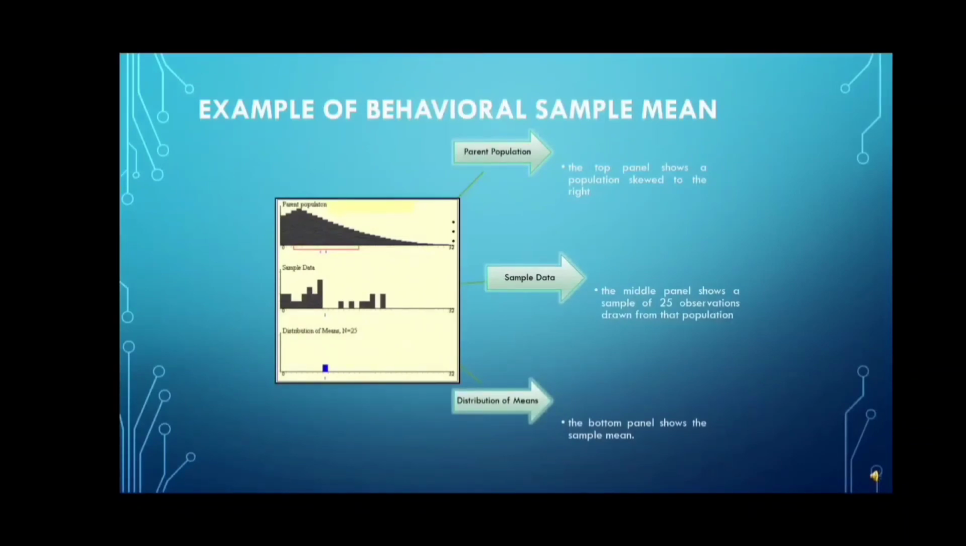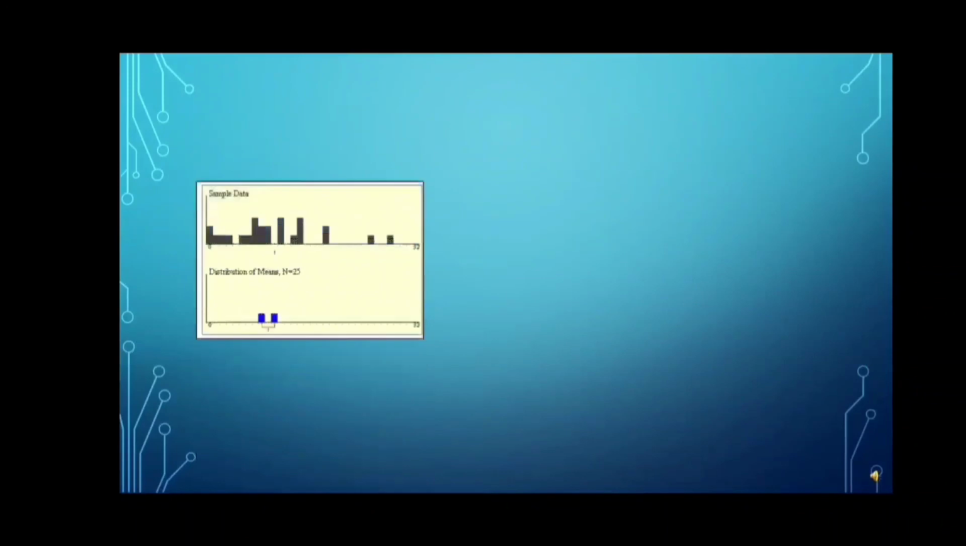As you can see in the illustration given, the top panel shows the parent population skewed to the right, the middle panel shows a sample of 25 observations drawn from that population, and the bottom panel shows the distribution of the sample means.